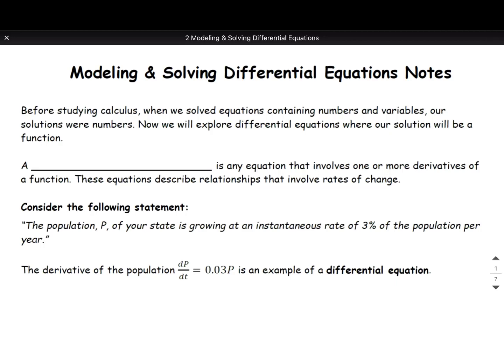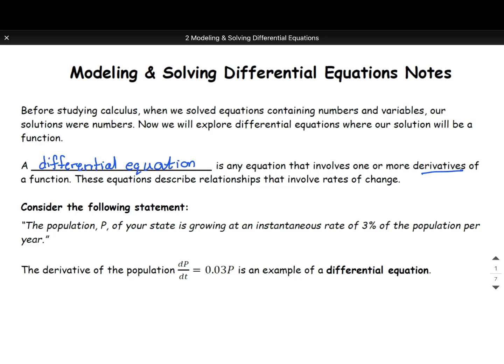Hello, my darlings. Okay, so today we're going to start talking about modeling and solving differential equations. Up to this point in your mathematical career, usually when we solve an equation, we get a numerical value as an answer. Now we're going to solve a certain type of equation called a differential equation, where our solution is actually a function. So a differential equation is any equation that involves one or more derivatives of a function.